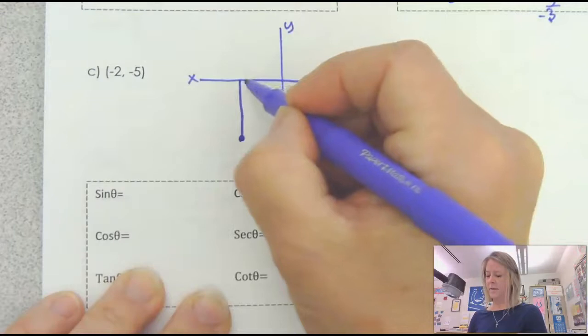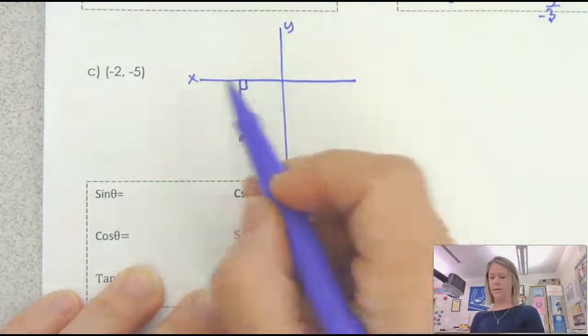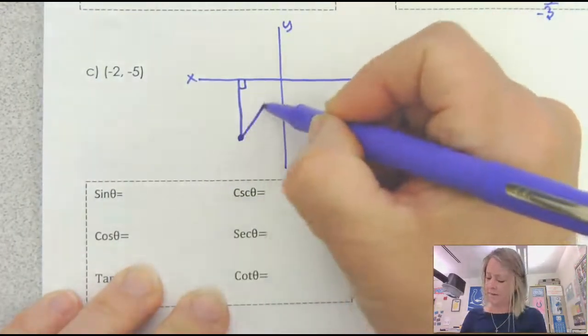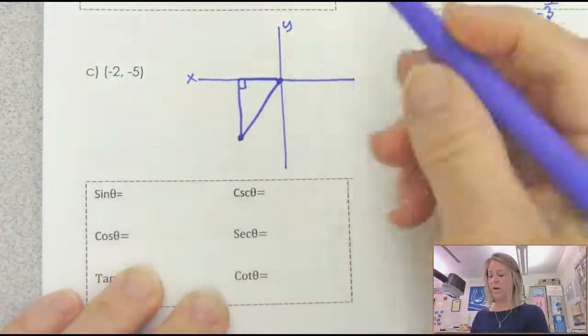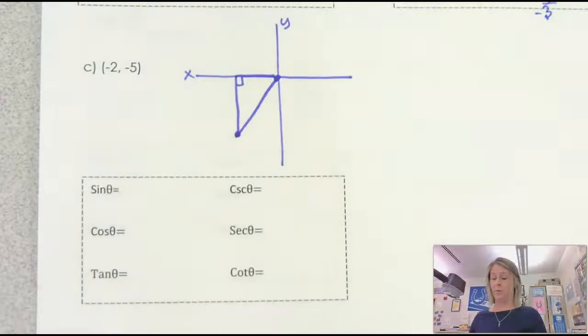Draw a perpendicular line to the x-axis and then connect it also to the origin. Double check that your triangle is touching the x-axis. That's very important there.